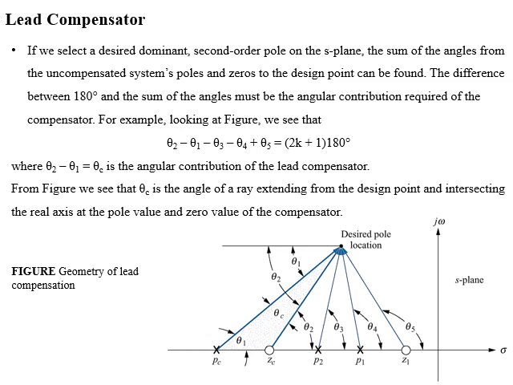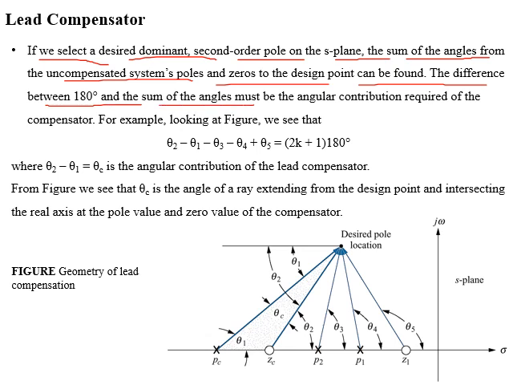Dear students, now for the lead compensator, if we select the desired dominant second order pole on the s plane, then the sum of angles from the uncompensated system poles and zeros to the design point can be found, and the difference between 180 degrees and the sum of angles must be the angular contribution required of the compensator.